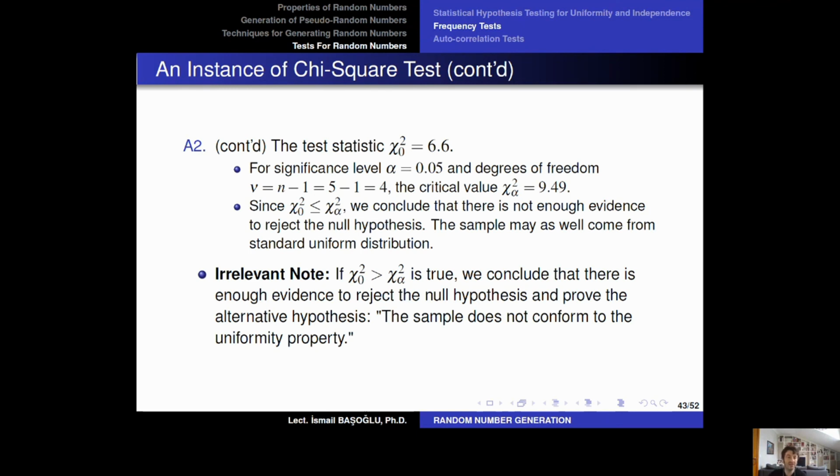Otherwise, if the chi-square test statistic was greater than the critical value, in that case, you say there is enough statistical evidence to reject the null hypothesis, and this means you have proven the alternative hypothesis. The sample does not conform to the uniformity property.